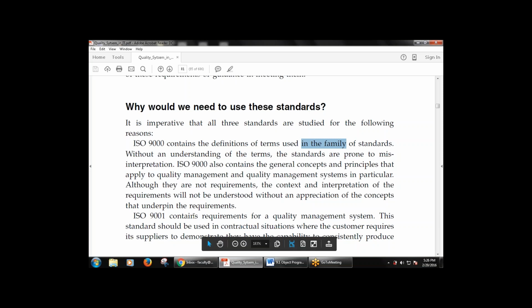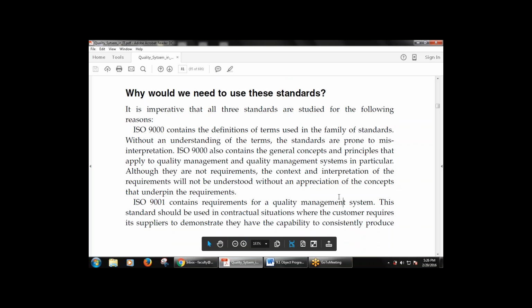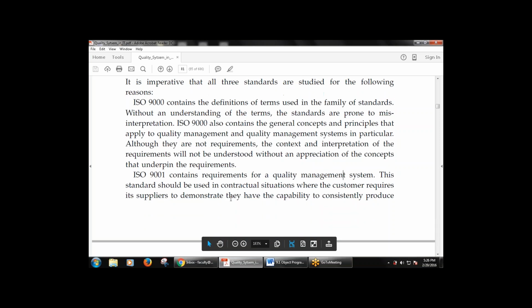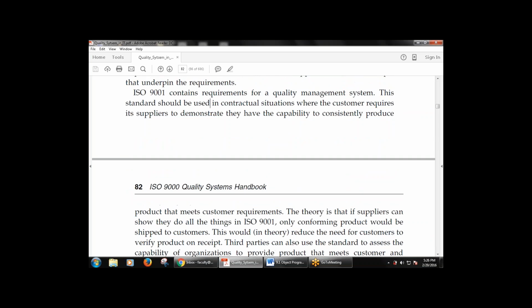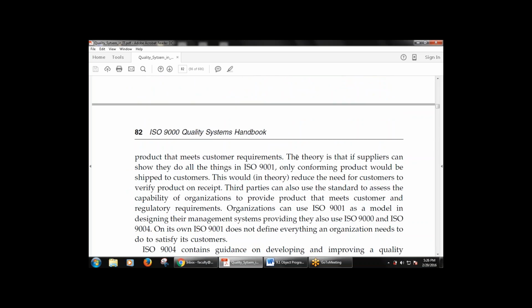ISO 9001 contains the requirements for a quality management system. This standard should be used in situations where the customer requires its supplier to demonstrate that they have the capability to consistently produce a product that meets the customer requirements.